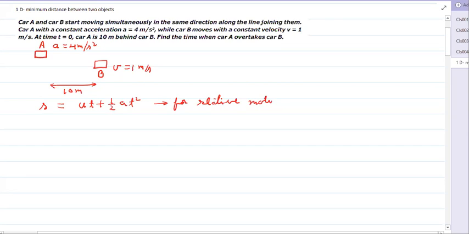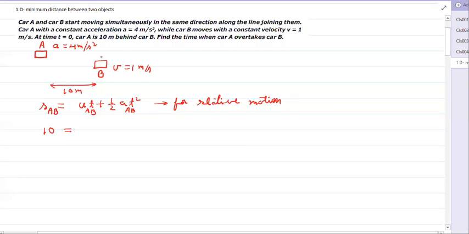So if we write this for relative motion, how much will we write for A with respect to B? Everything A with respect to B. So how much displacement should A have with respect to B? 10 meter. How much initial velocity did A have with respect to B? See, B is having velocity, A is not having any velocity. A is starting from rest, no velocity is given.